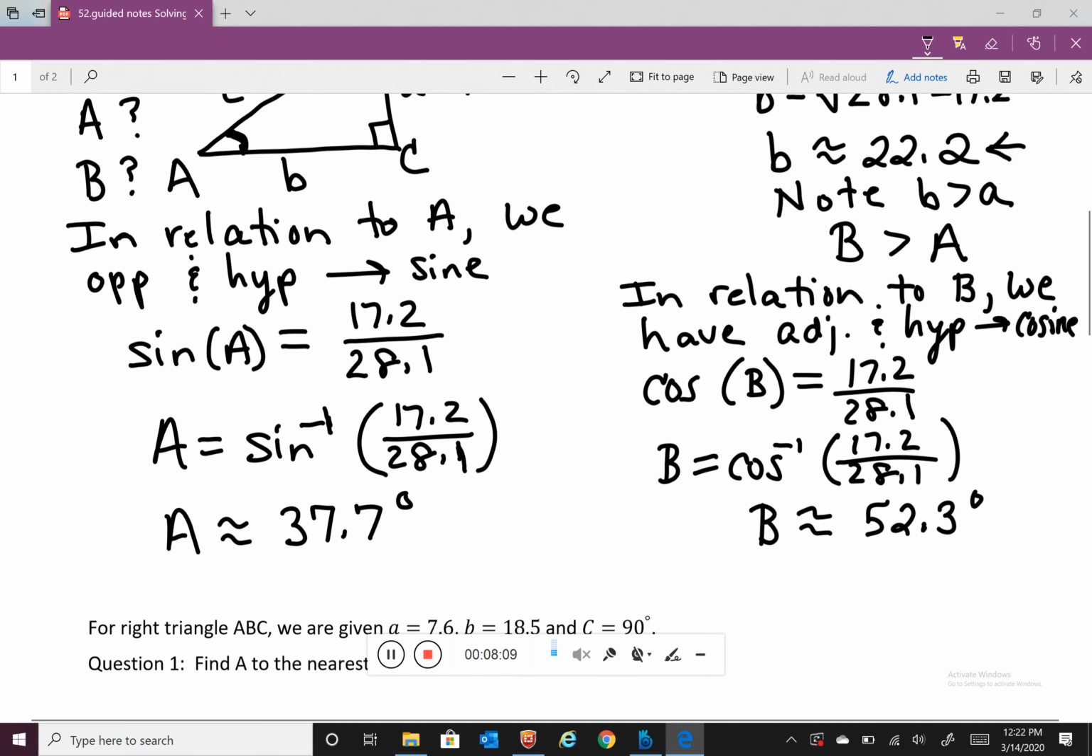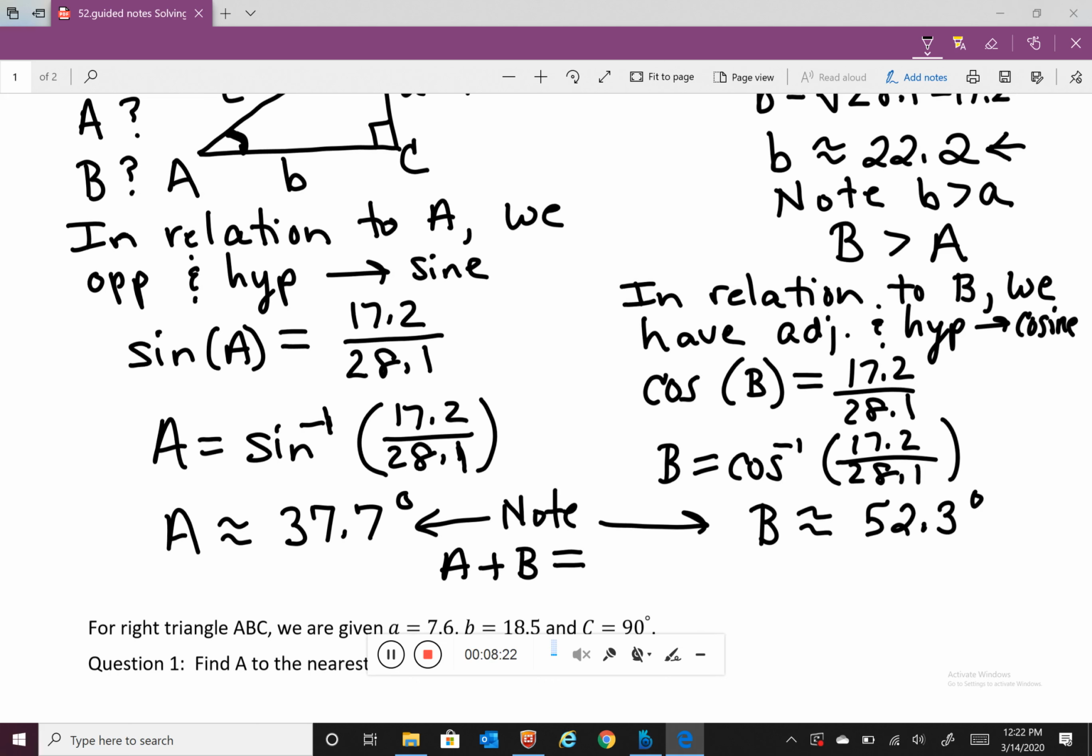And then I do want you to note A plus B. What happens when you add those two together? So if we take A, 37.7 degrees, and add it to 52.3 degrees, that will equal 90 degrees, which is a really nice check, because if angle C is 90 degrees, then angles A and B have to be complementary. They must add to 90 degrees.